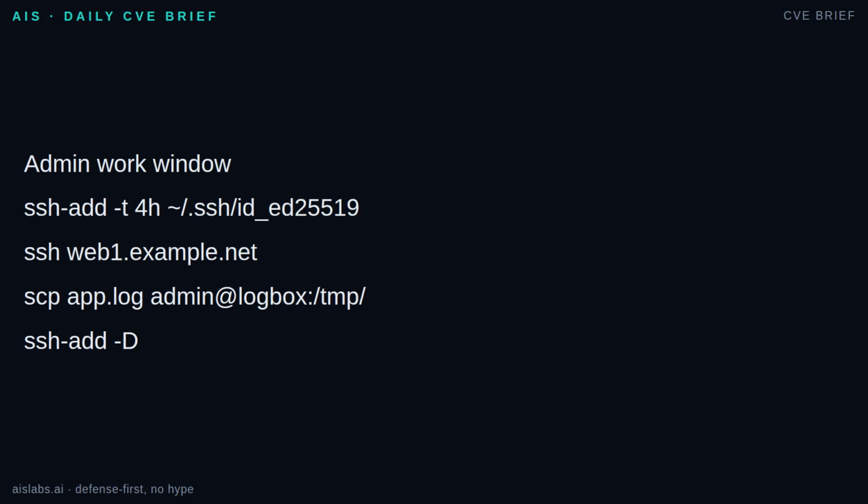When the window ends, remove loaded identities with ssh-add -D, shown on the card. The protected key file is still on disk. The decrypted, usable copy is no longer sitting in the agent.